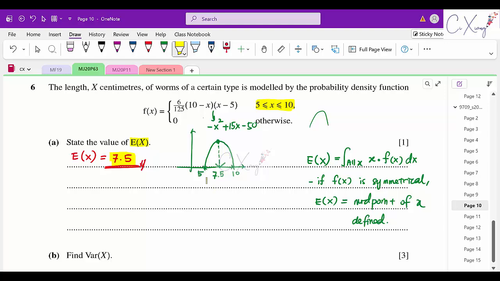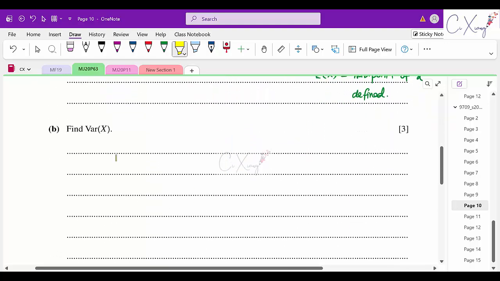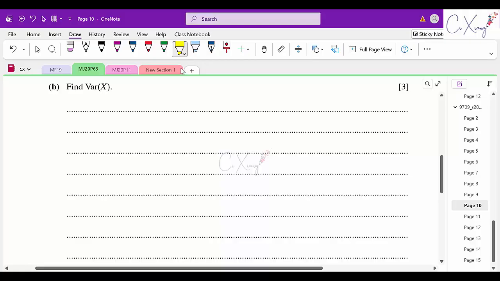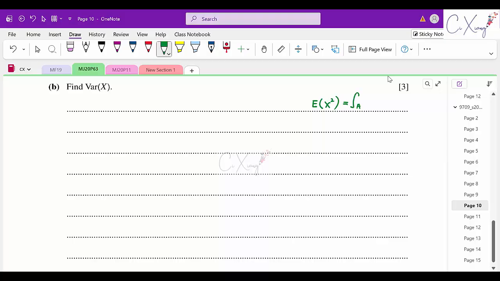Okay. Right, then let's have a look at part B. For part B, they want you to find the variance of x. Before you find the variance of x, usually I will tell the students, try to integrate first and figure out the expected value of x squared first. So we multiply the x squared with the function first before you integrate. After you get this answer, only then you find the variance of x, where I take the expected value of x squared minus the mean square.